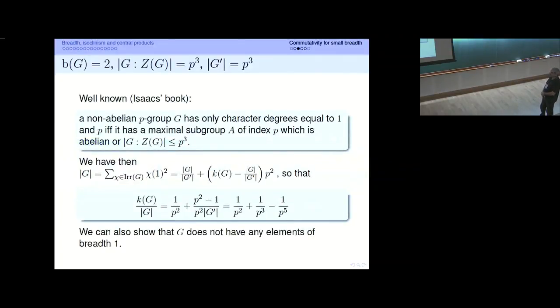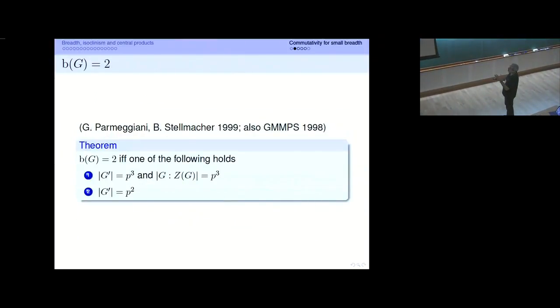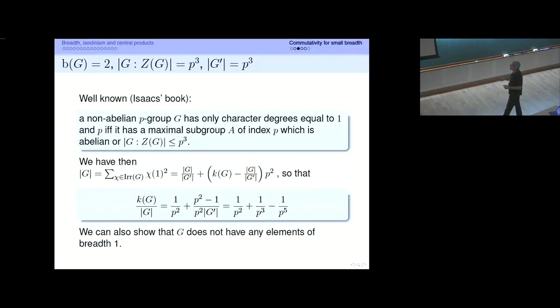Now, you have seen this slide. It's not a mistake that it reappears. I'm using the same results that I was using before to construct something different. Here we want to take the first case first. So now the center is of order p cubed. The same theorem that I mentioned before from Isaacs' book gives us that the character degrees are just 1 and p. And then, as we did before, we get exactly this bound.